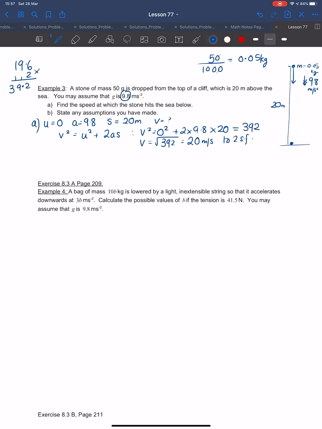Okay, that's because it comes up as 19.79. So two significant figures is going to be the tens and the units. And the 0.7 makes it go up to 20.